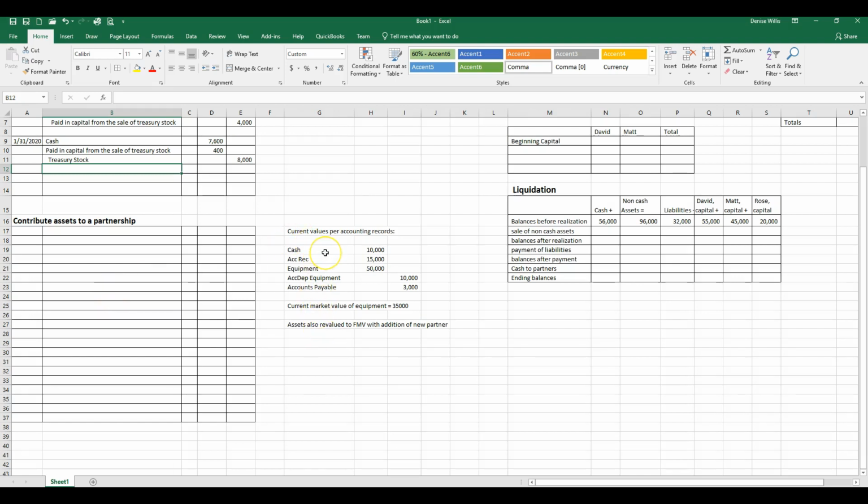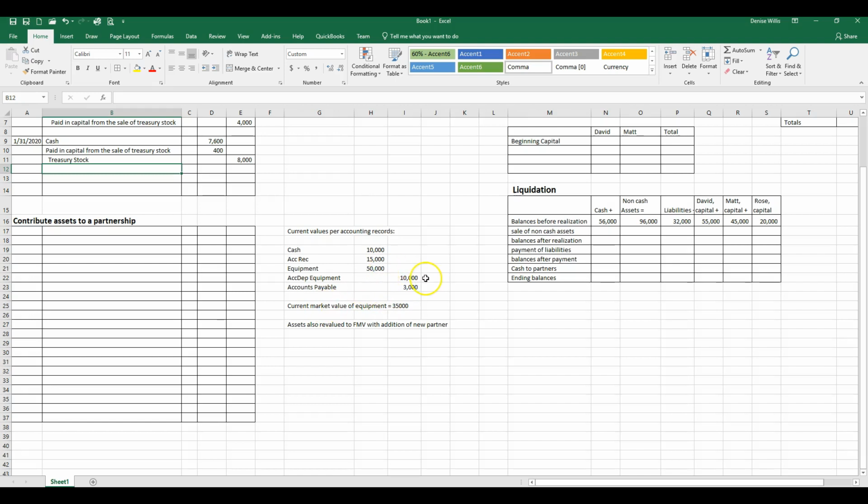We are told that this person is only one of the partners, so we're only going to focus on one. This person is contributing this right here to the partnership: cash, accounts receivable, equipment. The equipment has accumulated depreciation of $10,000. Accounts payable. We're also told the current market value of that equipment is $35,000.